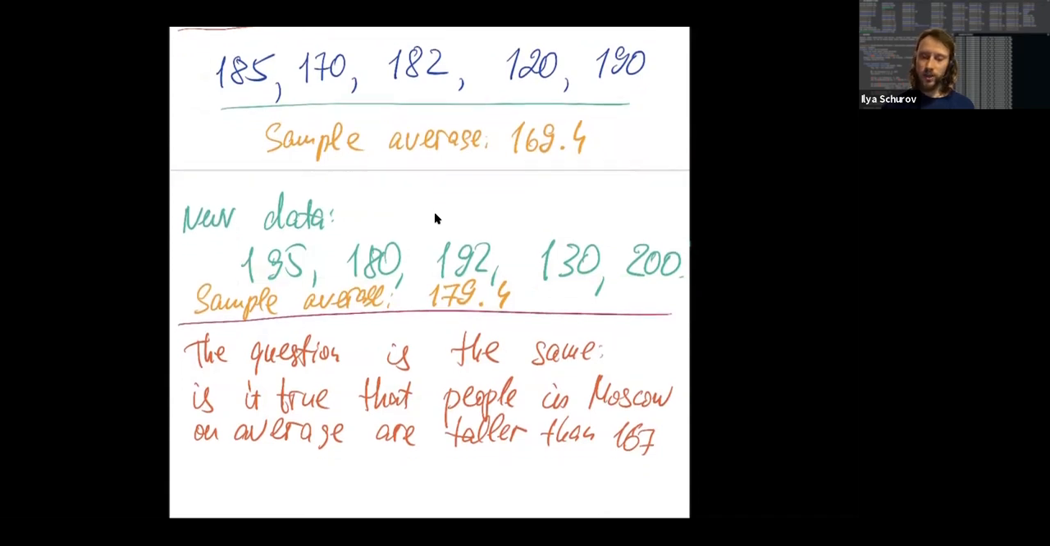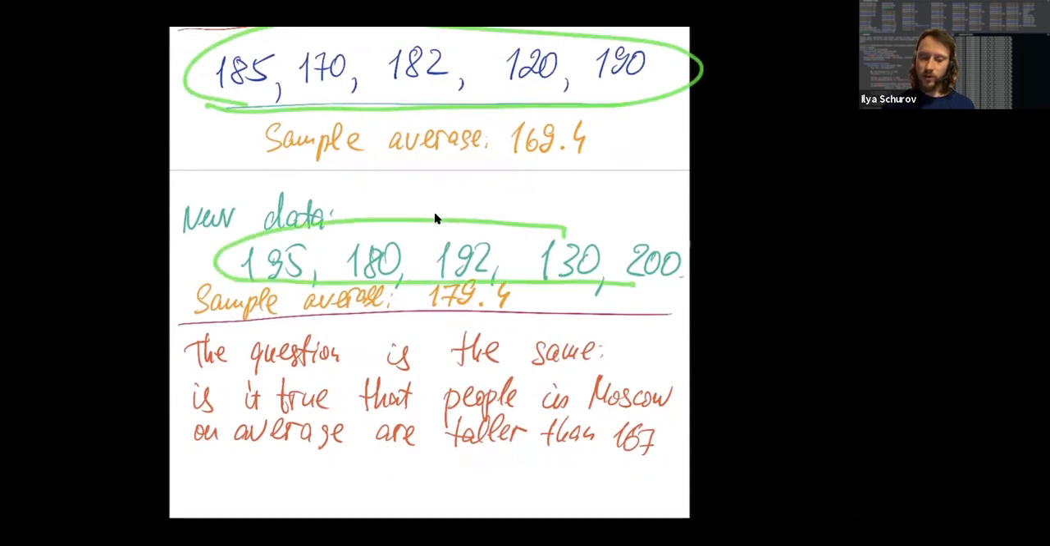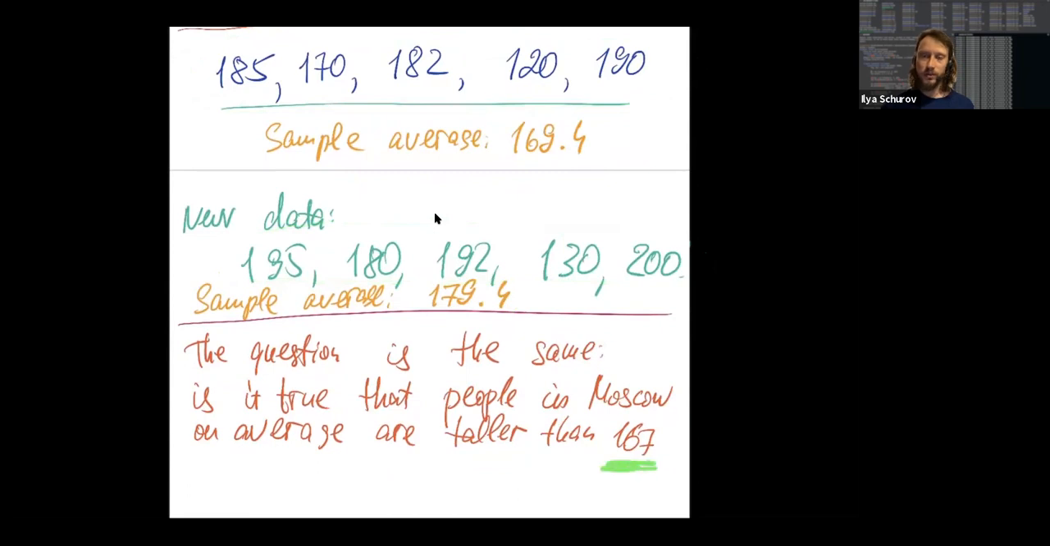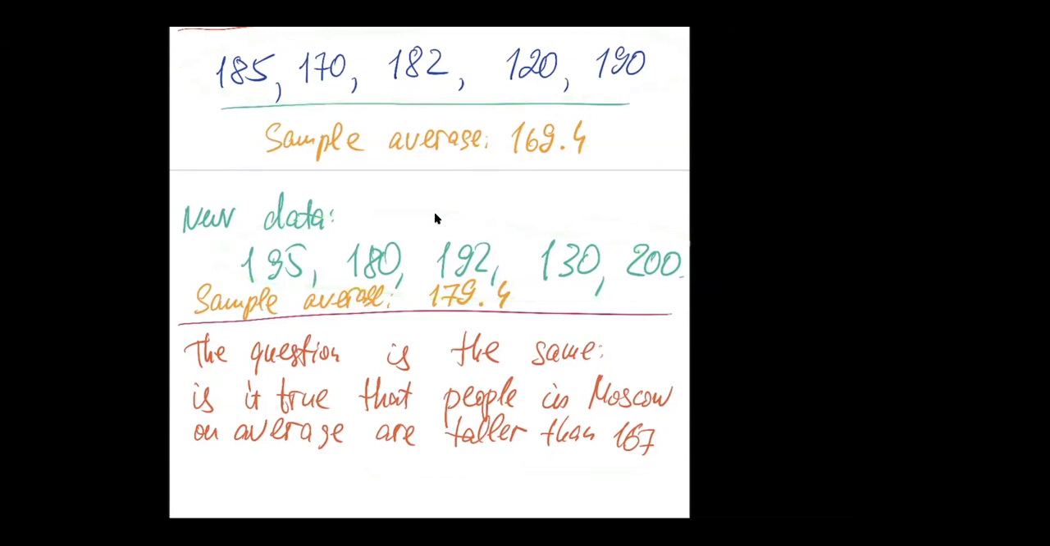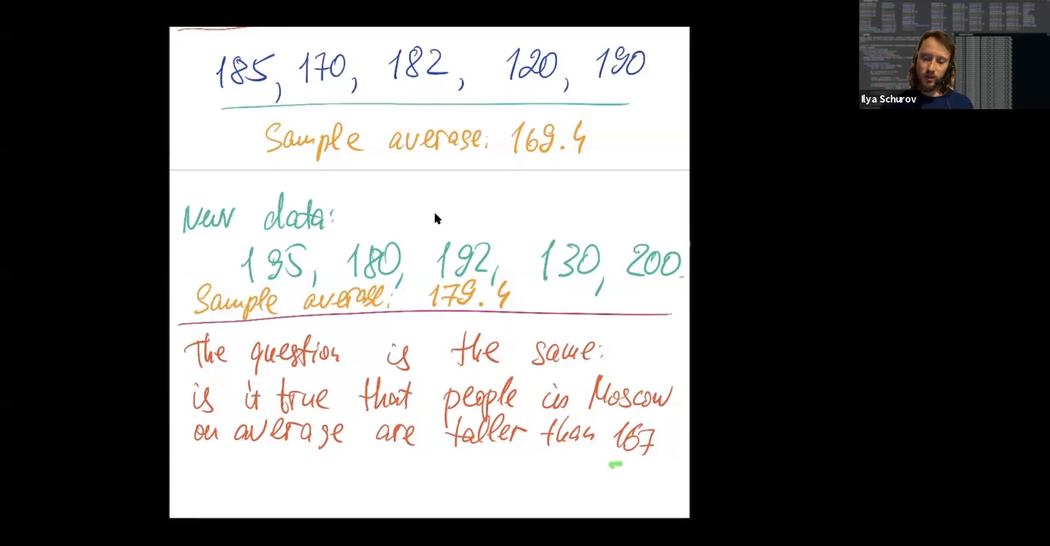And again, I'm asking the same question. Both samples suggest that people in Moscow are taller than 167 centimeters. Which data is more convincing? Which data provides a stronger argument to conclude that this is in fact true? This data or this data? Maybe the second, but the question about randomness that we had previously is the same as in the previous case. So it seems even more convincing, but we also have the question of randomness. Yes, but let us look at this value, 167.